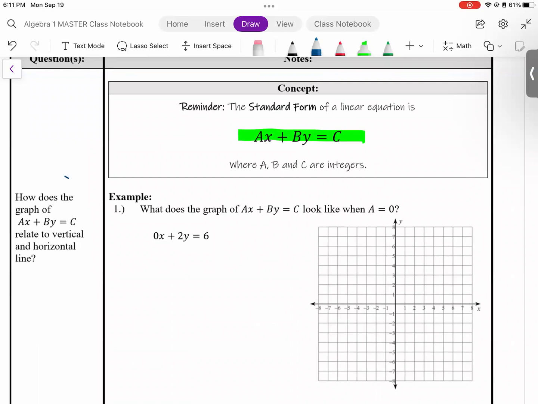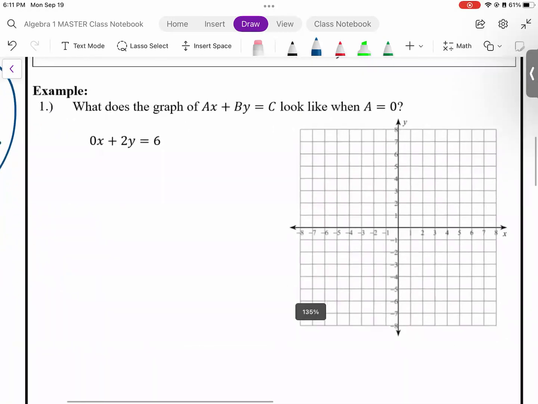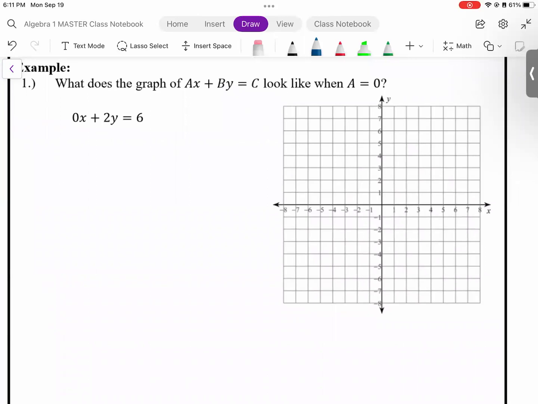Now, the essential question is going to be, how does a graph of Ax plus By equals C relate to vertical and horizontal lines? We're going to go ahead and explore that in just a minute. So if you look at this example, notice that that equation is in the format of Ax plus By is equal to C. However, notice that A is going to be equivalent to C.